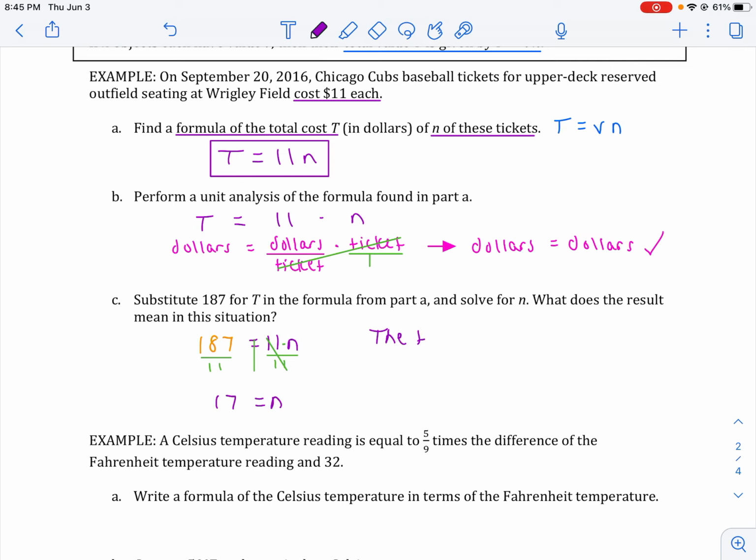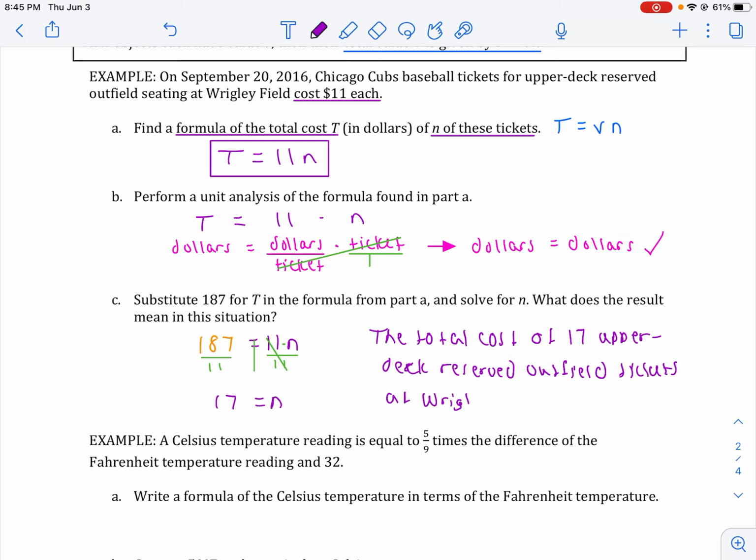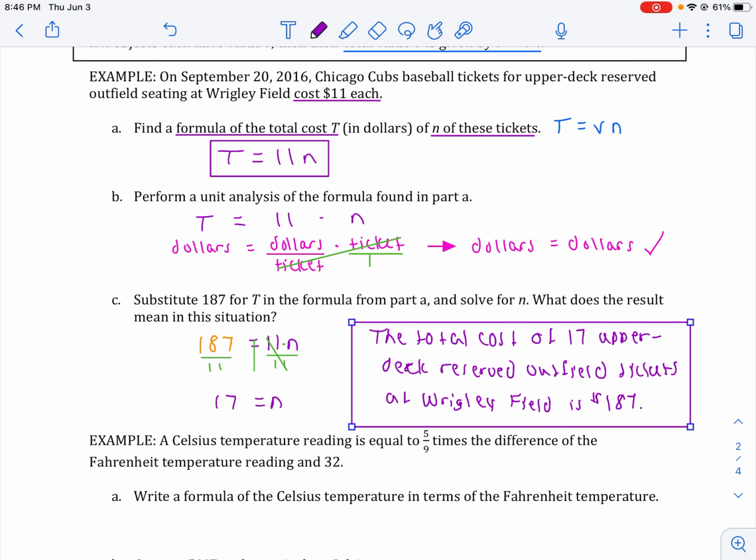So what this means is that the total cost of 17 upper deck reserved outfield tickets at Wrigley Field, lots of context here, is $187 because n stands for the number of tickets and capital T was representing the total cost.